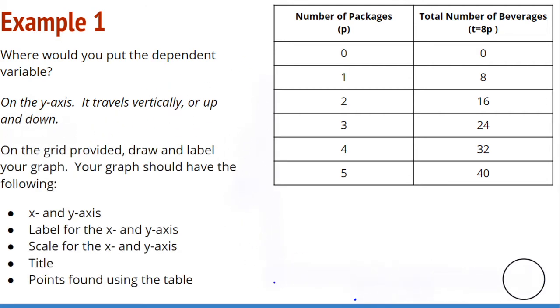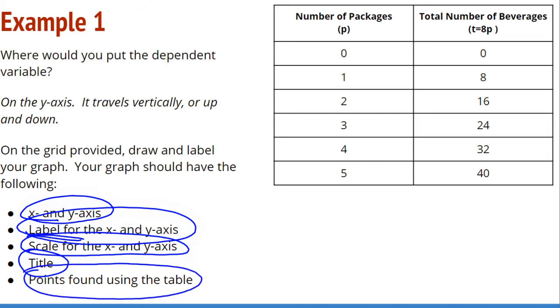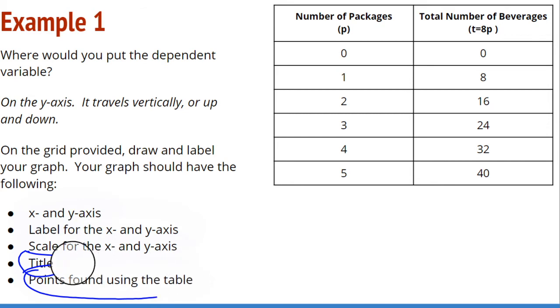So pause and use a piece of graph paper. If you don't have graph paper, use a piece of line paper and just make something that looks reasonable, neat and tidy, and create a graph. Make sure that you have your X and Y axis. Make sure you label for the X and Y axis. Make sure you have a scale for the X and Y axis. Make sure that you have your title, and make sure that you have plotted the points using the table. Now I'm going to walk you through each one of these, so follow along on your paper.